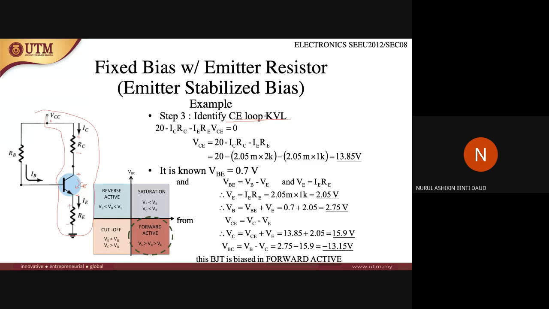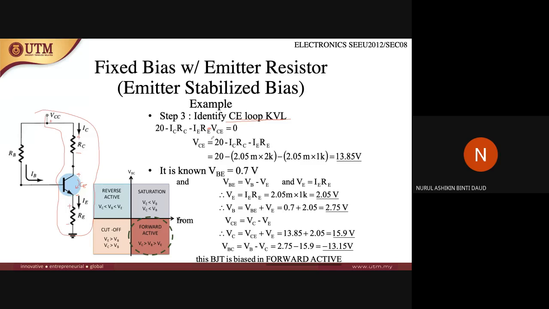So using the KVL, positive 20, this is the value of VCC, minus the potential drop, because it comes out from negative, negative ICRC, and then minus the potential drop across resistor RE, so it becomes negative IERE. Why? Because the current at the end of the voltage is negative. Oh sorry, this should be negative, so this should be minus as well. Minus VCE.